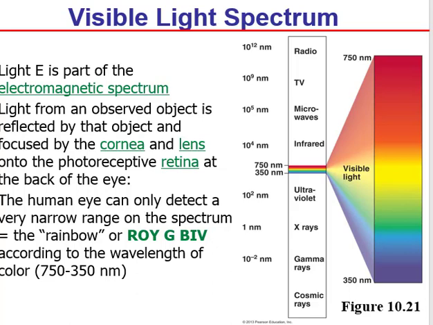We cannot see UV light, but we've all experienced a sunburn. On the other side is the infrared waves. And you may have seen the military use night vision goggles in order to see heat in this part of the spectrum.